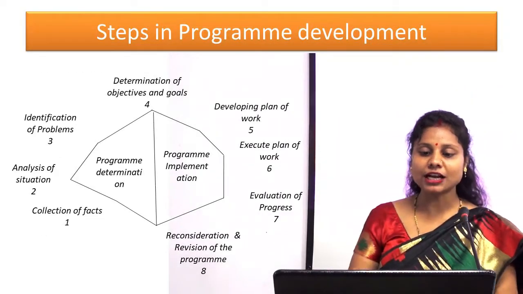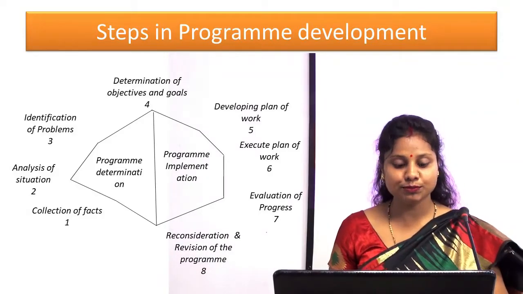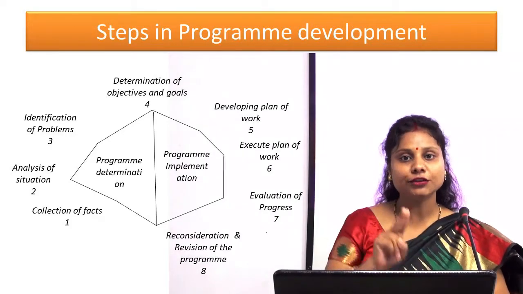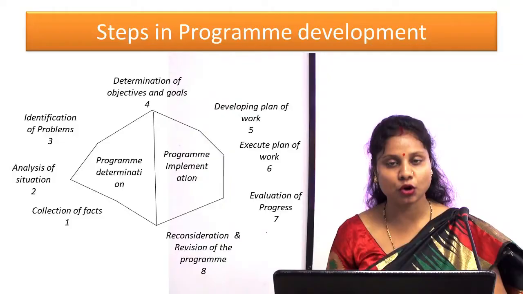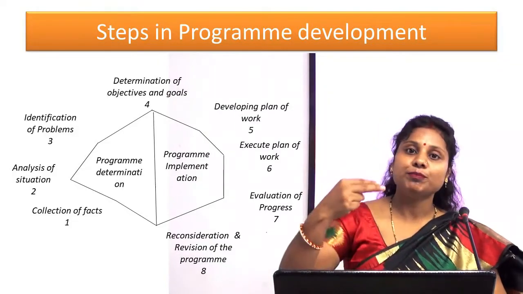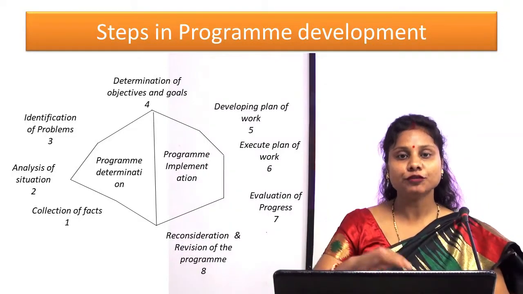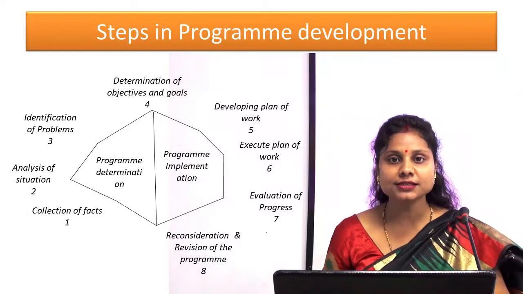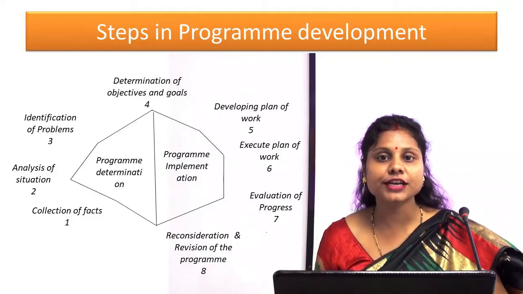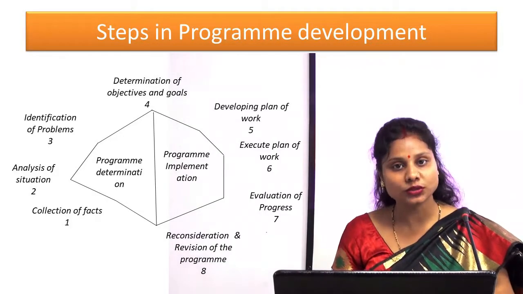Let us come to the actual steps in program development. There are 8 steps in the program development process, which can be broadly divided into 2 parts. The first is the program development process and the second is the program implementation process. The program development process consists of 4 steps. The first is collection of facts, the next is analysis of the situation, then identification of problems, and then determination of objectives and goals.